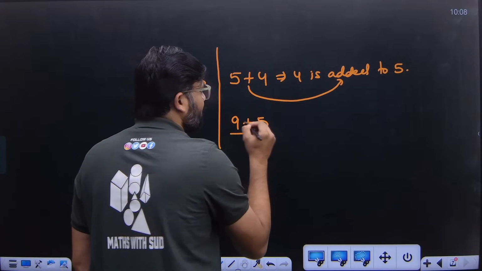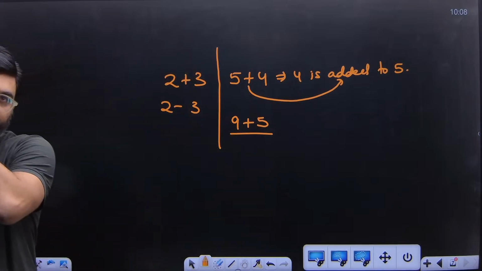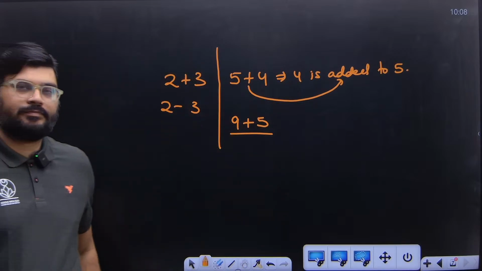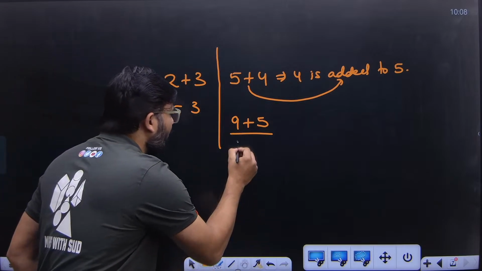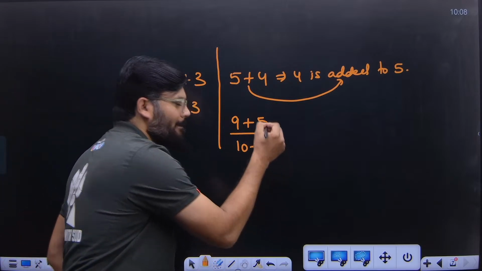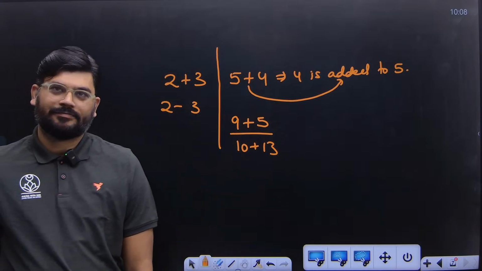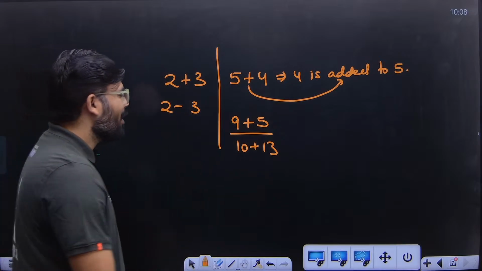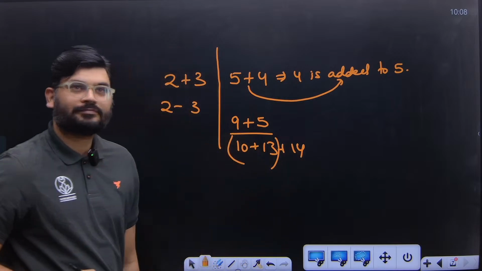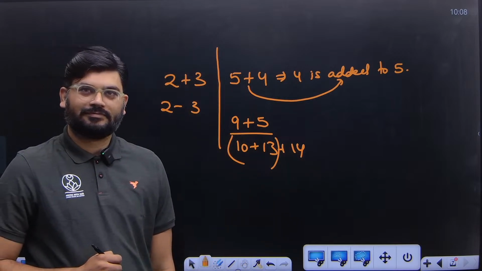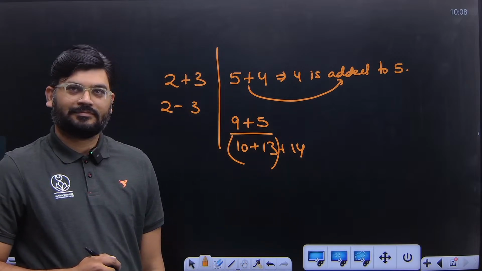Can you tell me for this one? 5 is added to 9. Good one. Can you tell me for this? 13 is added to 10. Wonderful. Can you tell me this? 14 is added to 13 plus 10.